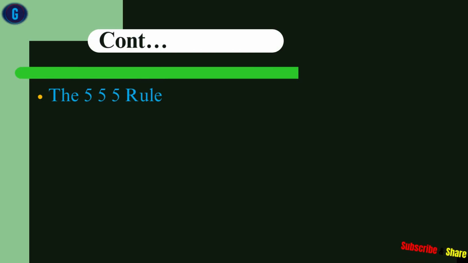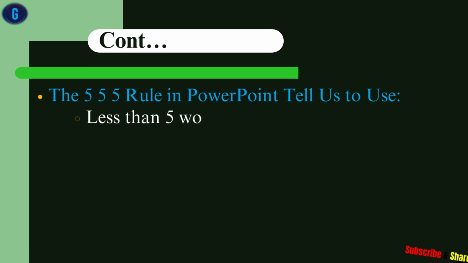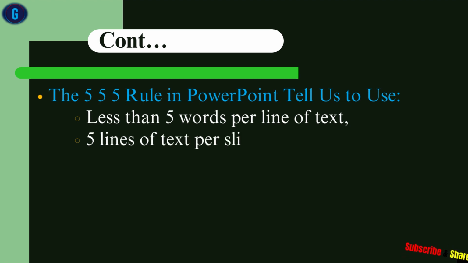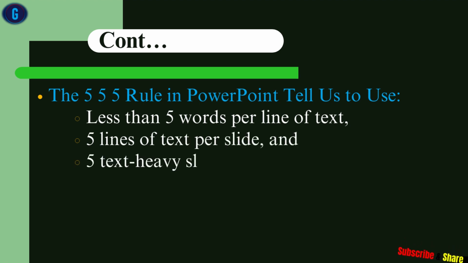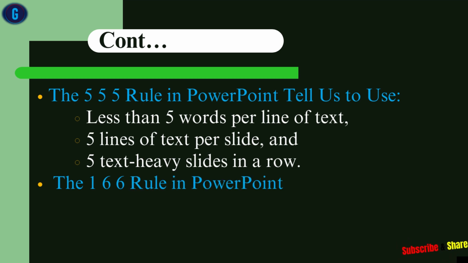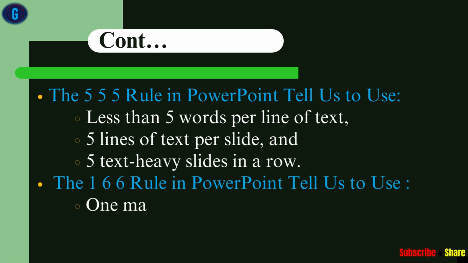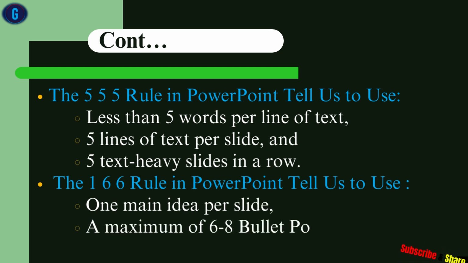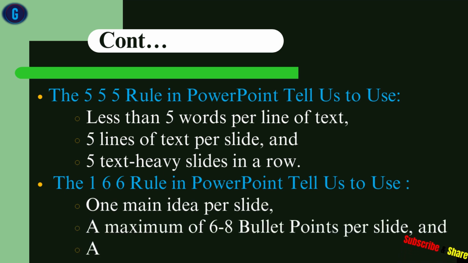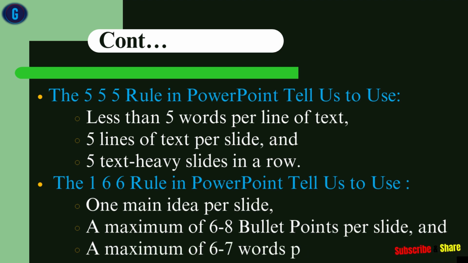The 5-5-5 rule in PowerPoint tells us to use less than 5 words per line of text, 5 lines of text per slide, and 5 text-heavy slides in a row. The 1-6-6 rule in PowerPoint tells us to use one main idea per slide, a maximum of 6 up to 8 bullet points per slide, and a maximum of 6 up to 7 words per bullet point.